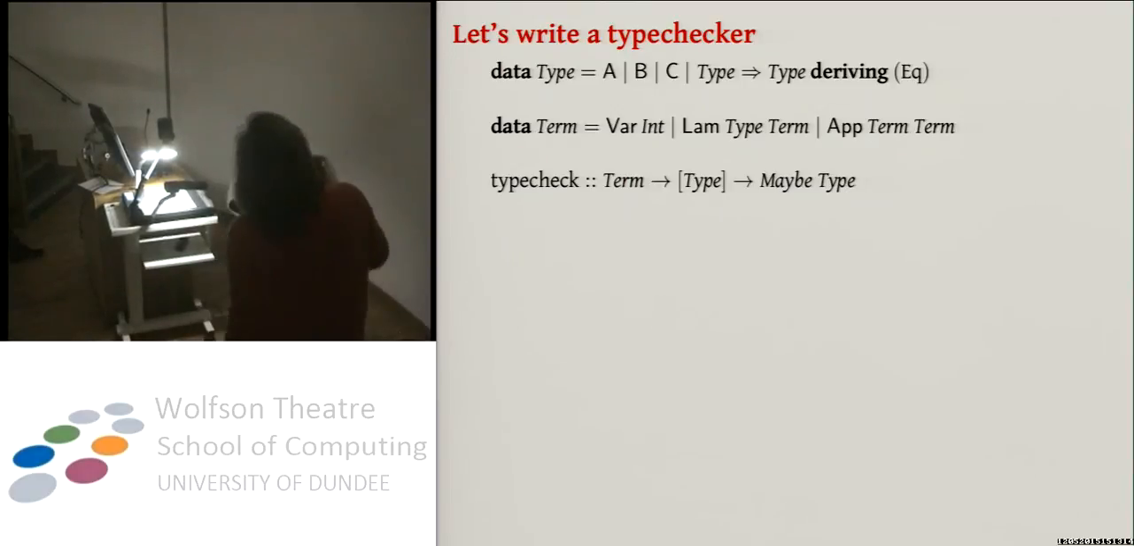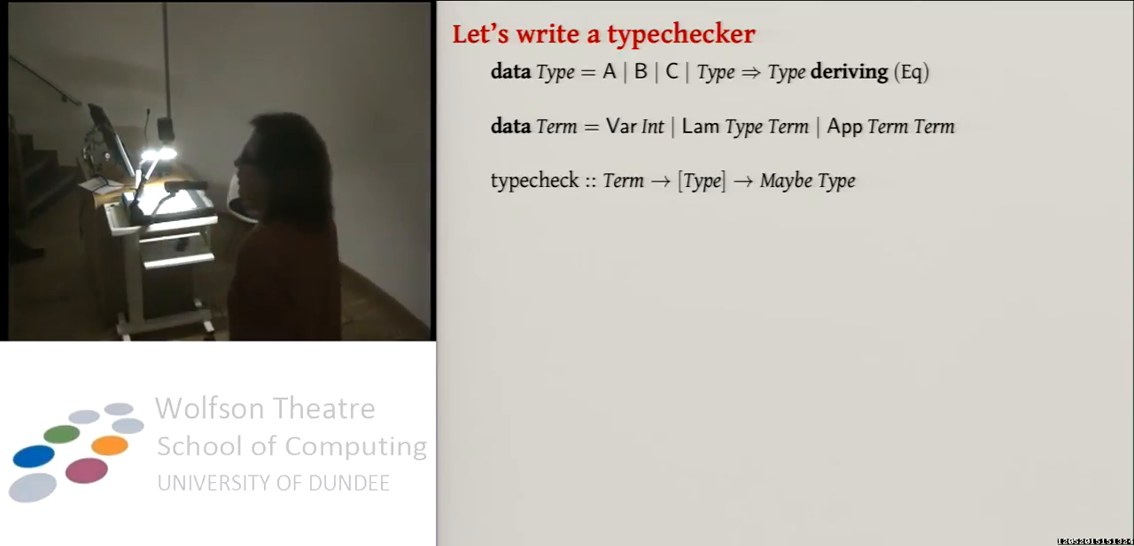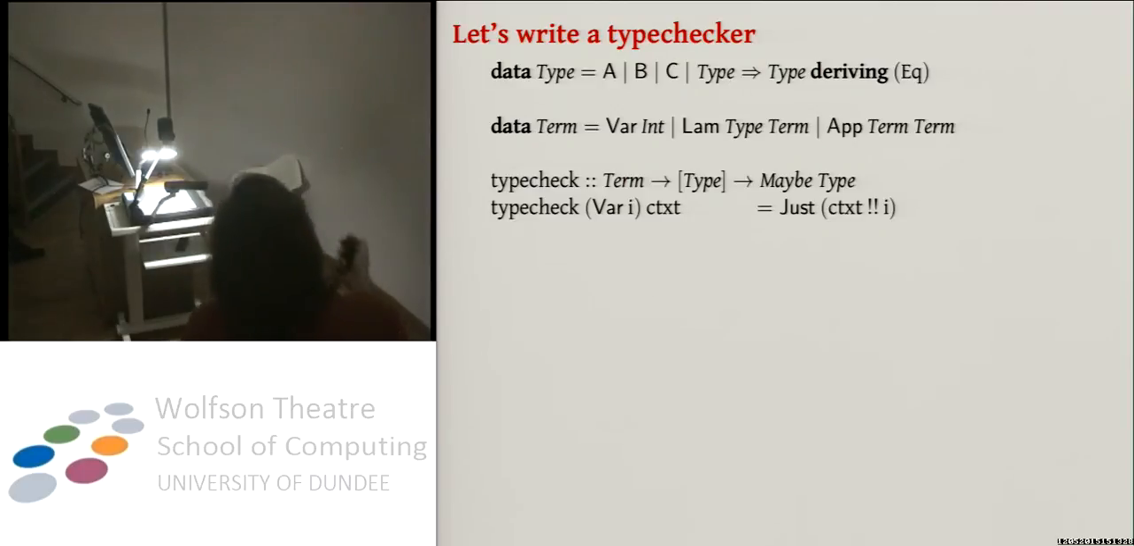And a type checker has this type in Haskell. So it takes a term, it takes a list of types representing the types in the context, and it maybe gives you back a type. If it gives you back nothing, then that means your term was not well typed. And then we just work our way down different term constructors. We can type check variables. We just look up the variable in the context.